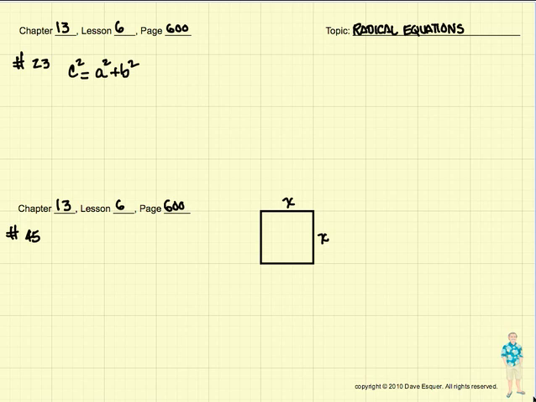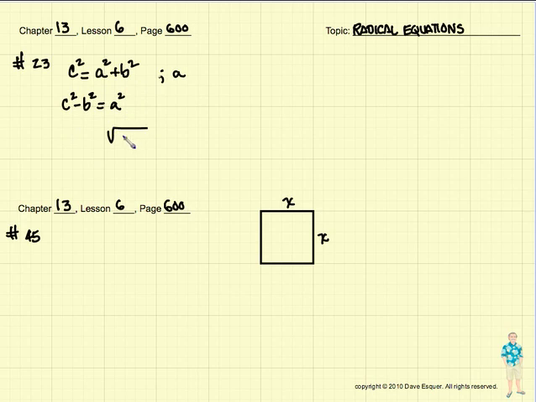Number 23 says c squared is equal to a squared plus b squared. We're going to be playing with some formulas, and it says we would like to have this thing solved for a. So first thing we're going to do is make sure that a is the one that we want, and we're going to move everything else to the other side. So c squared minus b squared turns out to be a squared, and all I did was subtract b squared from both sides.